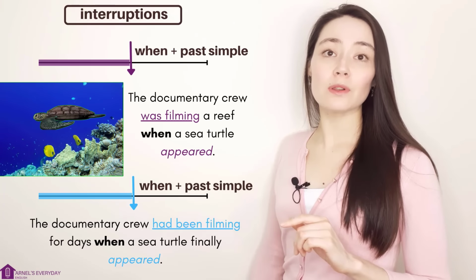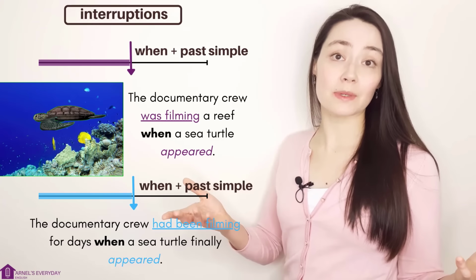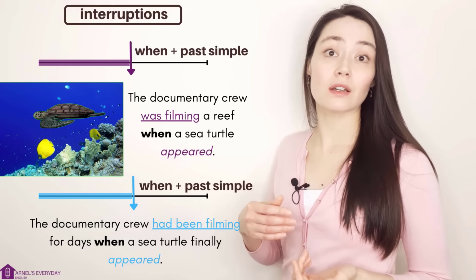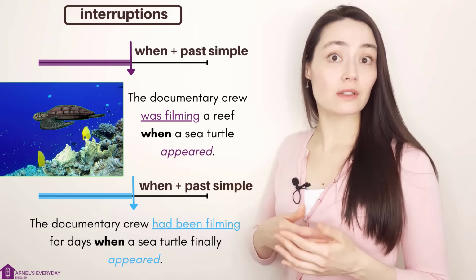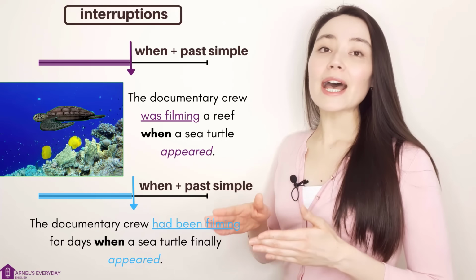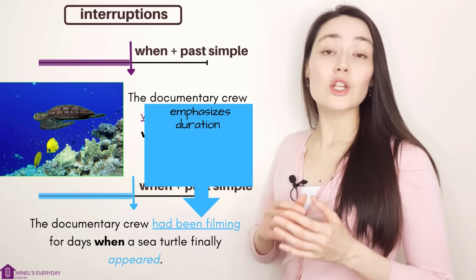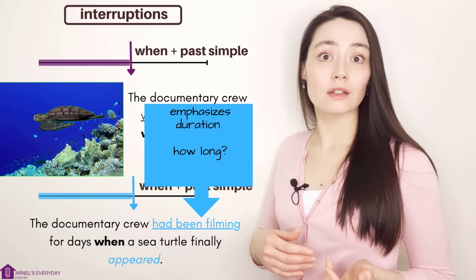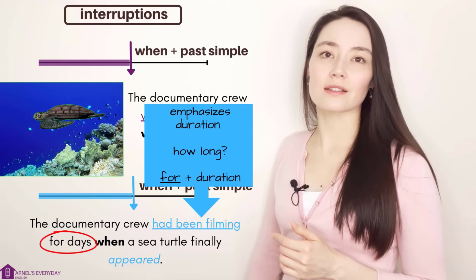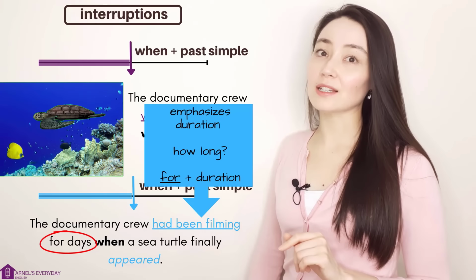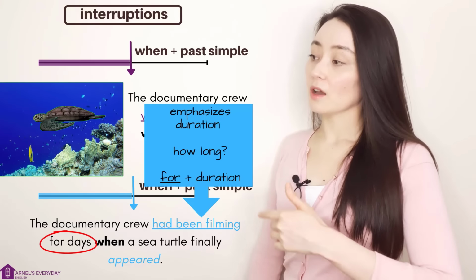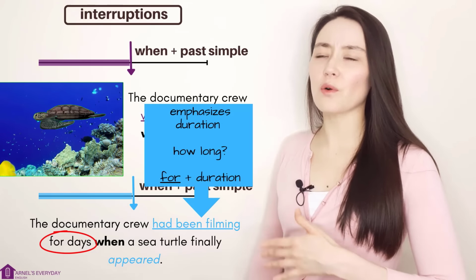In the first example, I'm just telling you what was happening when a sea turtle appeared. It's giving you the background. The past perfect continuous emphasizes duration. Duration tells us how long. For days. We don't do that with the past continuous. For days, for 10 years, for 5 hours.